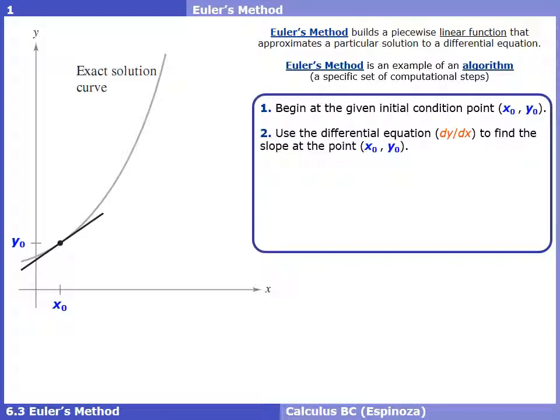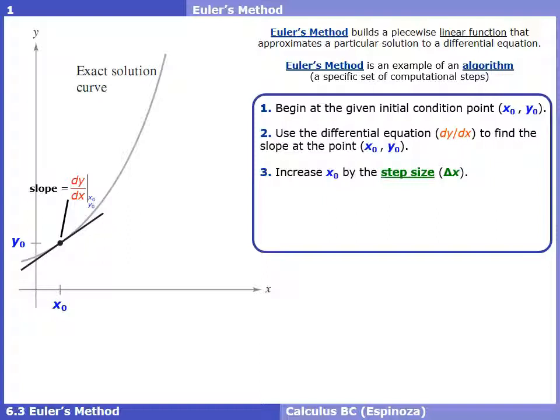The next thing we need is to use the differential equation to find the slope at that point. So I'm going to go ahead and put here slope is equal to the derivative dy/dx evaluated at, remember this bar is just another way to say evaluate that, at x0, y0, and that'll of course give us the slope.